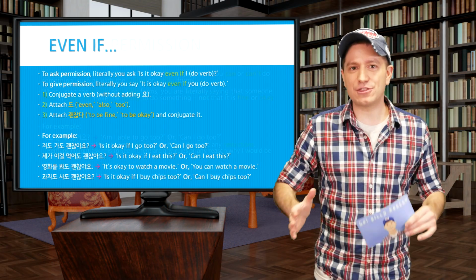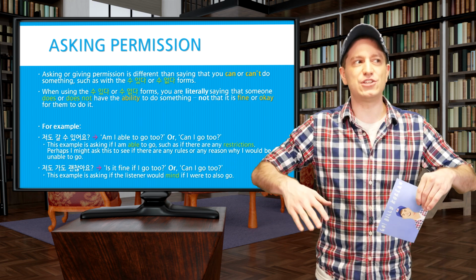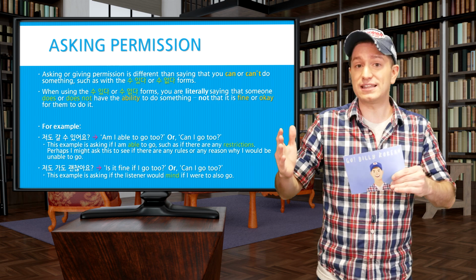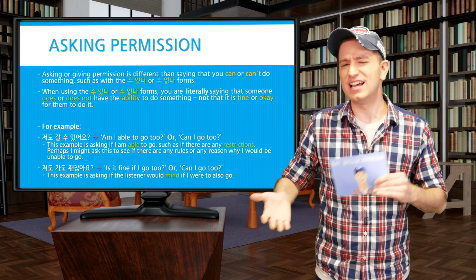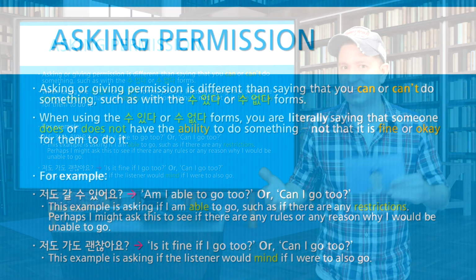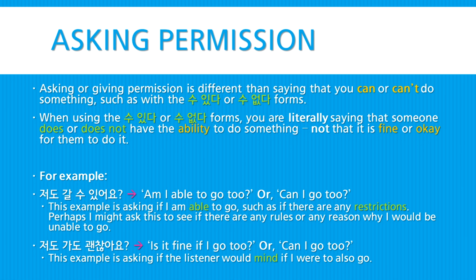Before we keep going though, I should point out that saying that it's okay to do something is not the same as saying that you can do something using one of the forms 수 있다 or 수 없다. Those mean literally that someone has or doesn't have the ability to do something, not that it's okay or fine if someone does something. Here are two examples of that. 저도 갈 수 있어요? Am I able to go or can I go too? This example is asking if I'm able to go, such as if there are any restrictions. Perhaps I might ask this to see if there are any rules or any reason why I would be unable to go. 저도 가도 괜찮아요? Is it fine if I go too, or can I go too? This example is just asking if the listener would mind if I were to also go, not whether I have the ability to go.